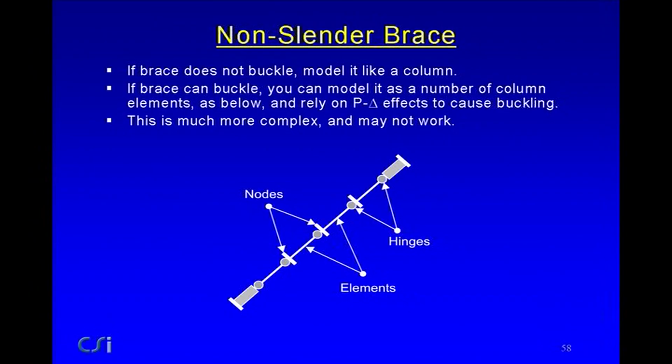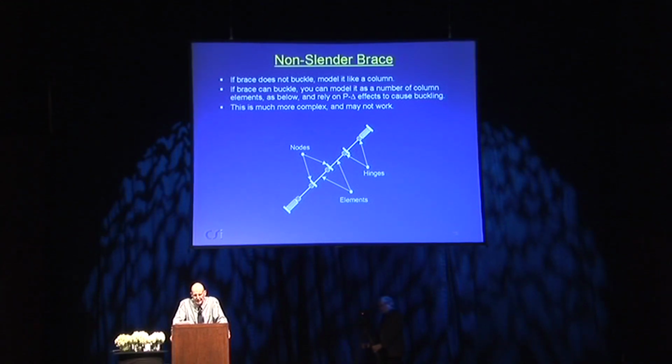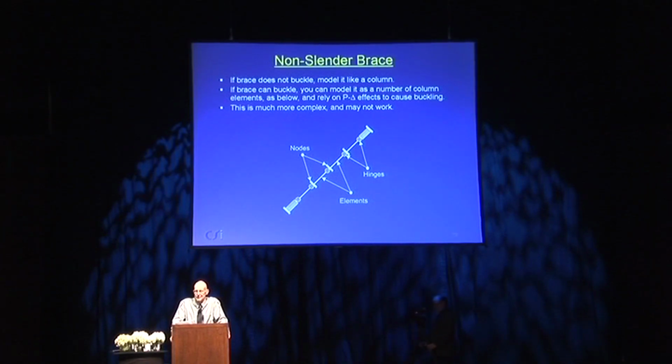Non-slender brace is more complicated. If a brace doesn't buckle, you can model it like a column. You might assume it remains elastic. You may allow it to form plastic hinges. If it can buckle, this is really rather tricky. What you can try to do is model it as a number of elements as shown below, and rely on the p-delta effect to cause it to buckle. Perform will, if you include p-delta effect in this, buckle the component, but it's rather complicated. It may not work, and you'd have to be rather careful in using this procedure.